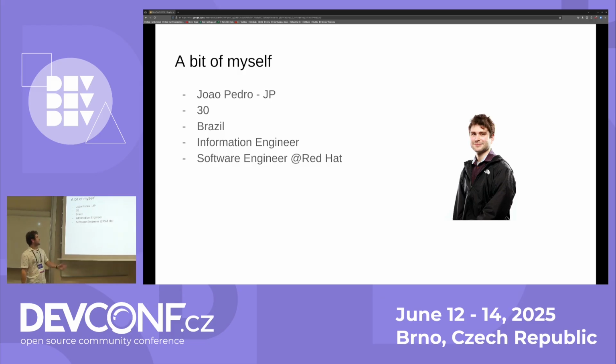So, some information about me. My real name is João Pedro, but everybody calls me JP. I'm 30 years old. I'm from Brazil. I'm an information engineer, which is a mix between computer, electronic, and telecommunication engineer. And I'm currently working as a software engineer at Red Hat. A fun fact about me, I was here last year talking about image segmentation, and here I am again.